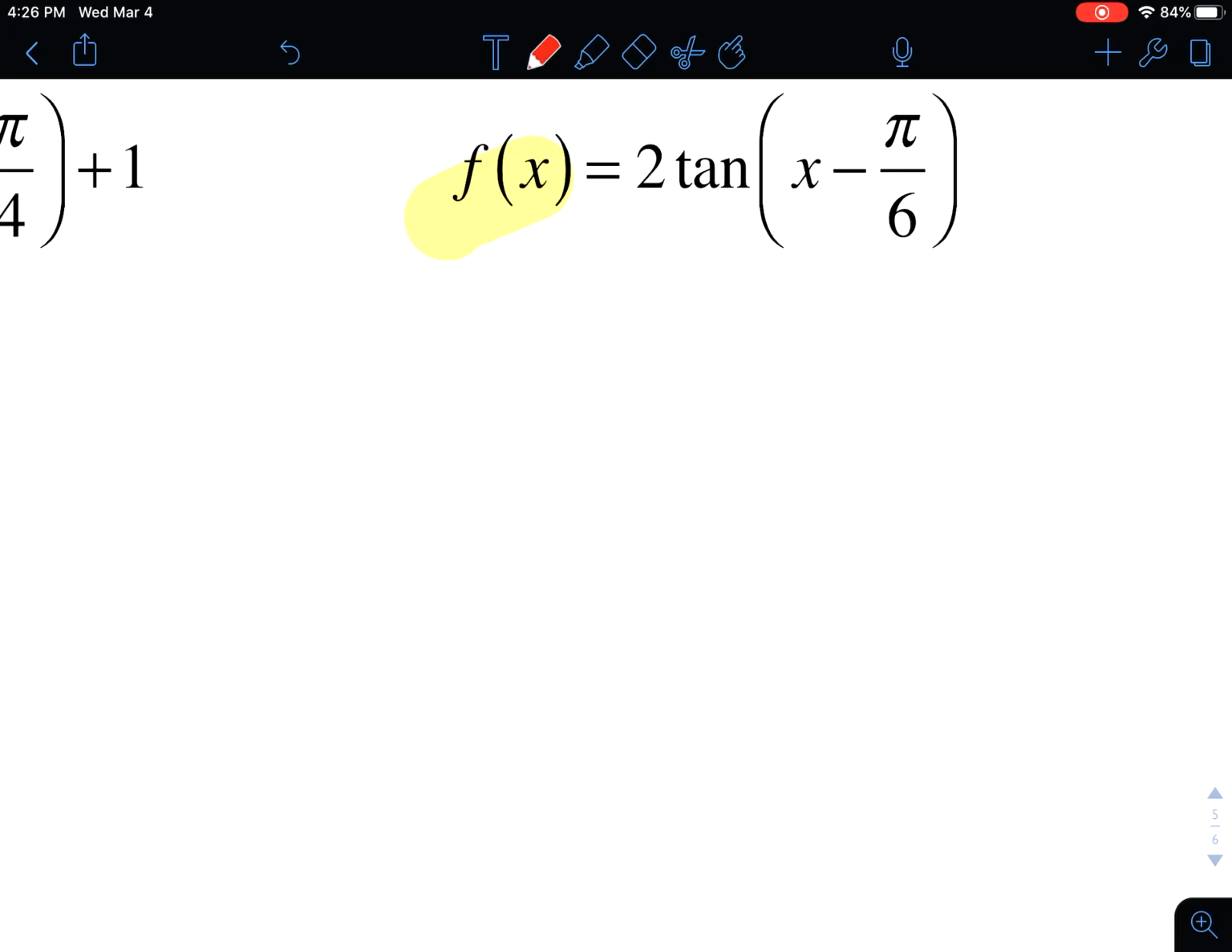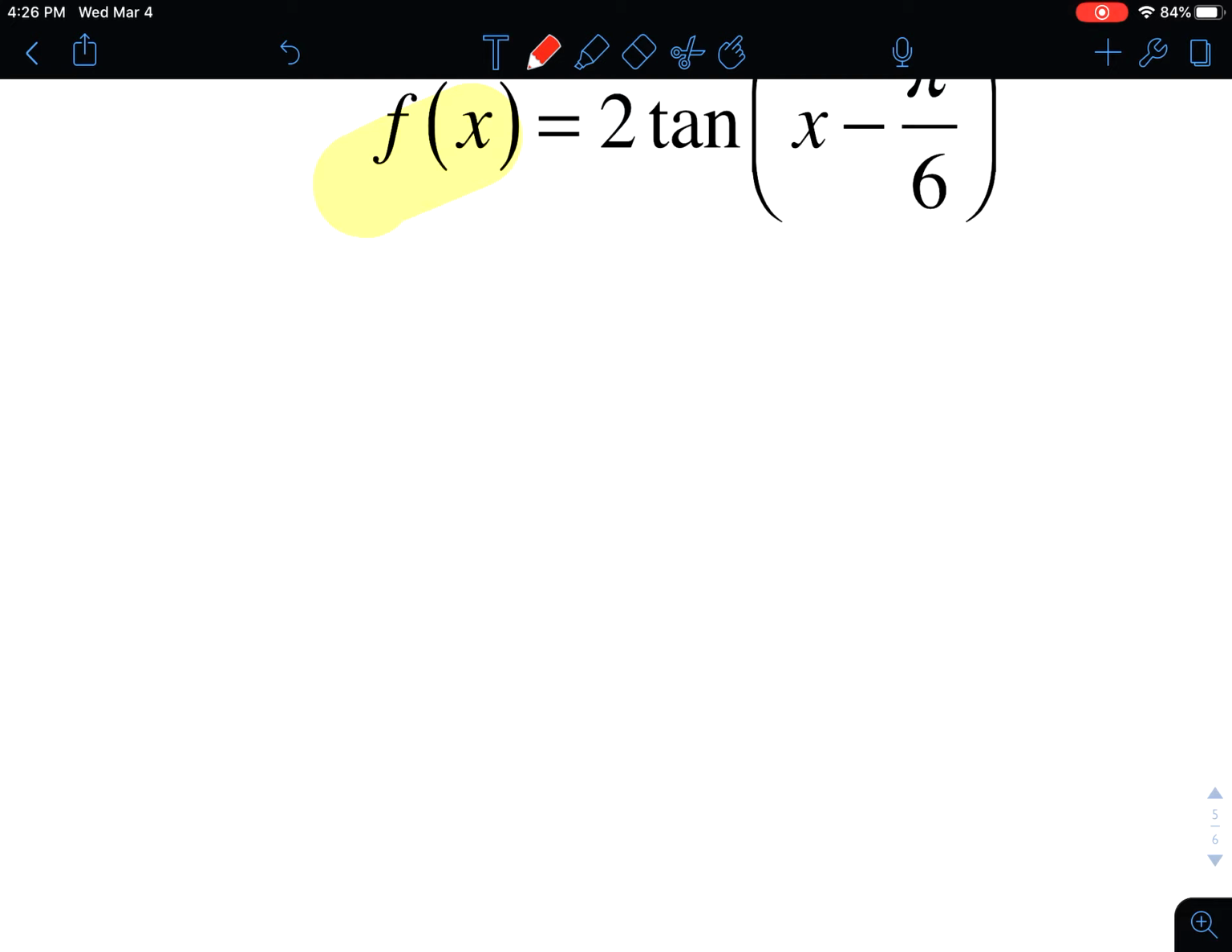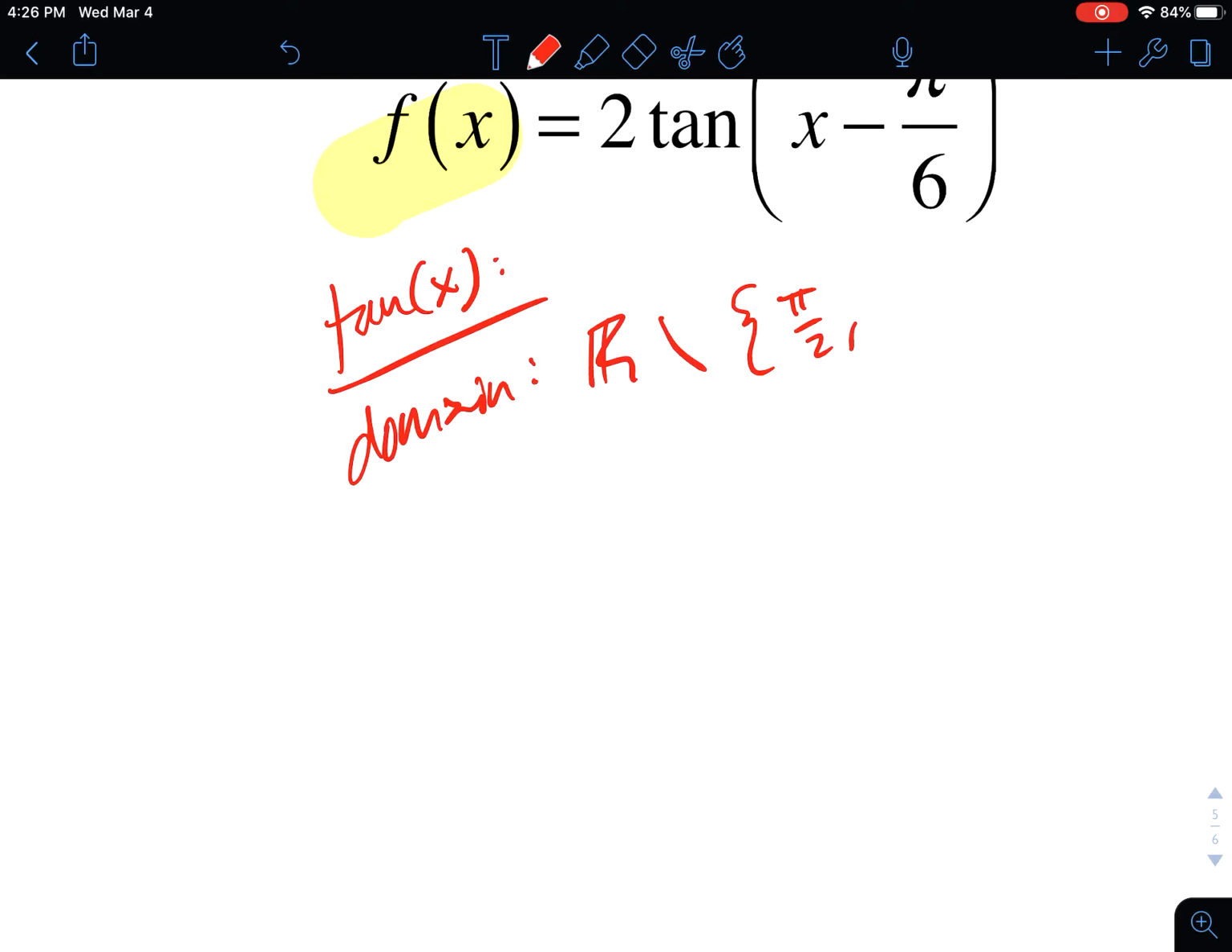Here, 2 times the tangent of x minus pi over 6. So tangent's the reverse case, right? Because with the tangent curve, we had originally, so here I'll just write this for tan of x, a domain of all of the real numbers except for something like pi over 2, 3 pi over 2, 5 pi over 2, etc. And also for tangent, we said that its range was negative infinity to infinity.